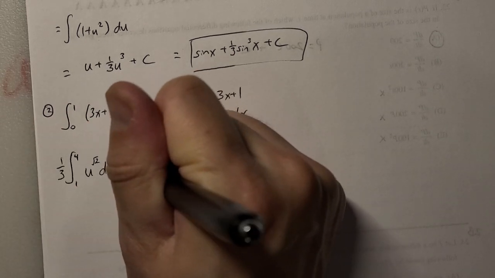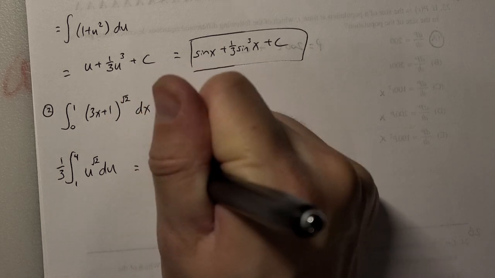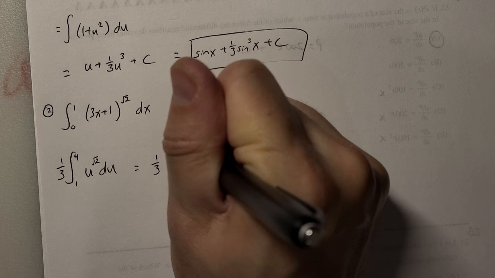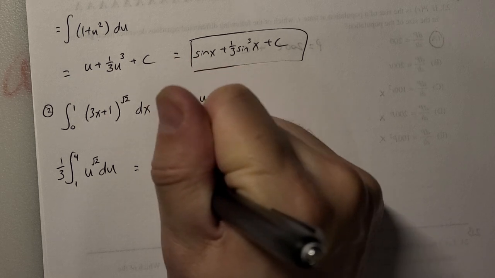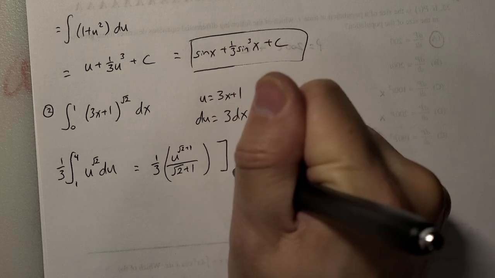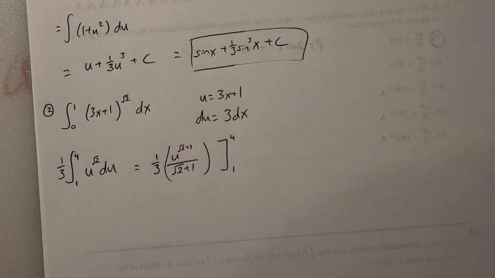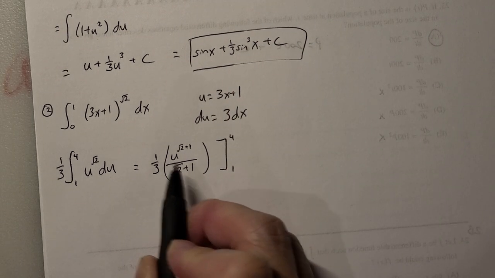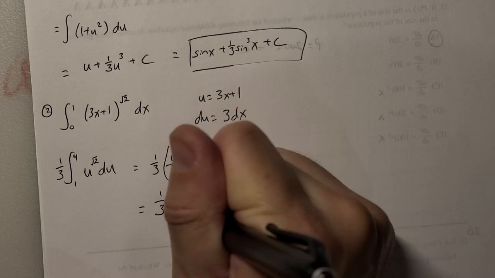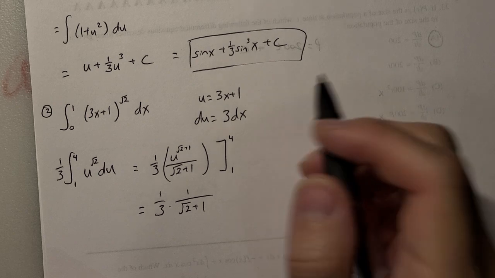So it'll be a third, u to the square root 2 plus 1, over square root 2 plus 1. Okay, we evaluate this from 1 to 4. This is a constant, we can move it out once again. So 1/3 times 1 over square root 2 plus 1.